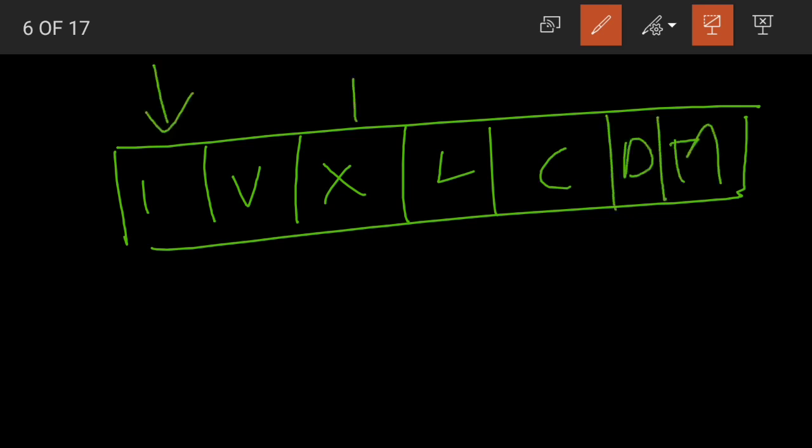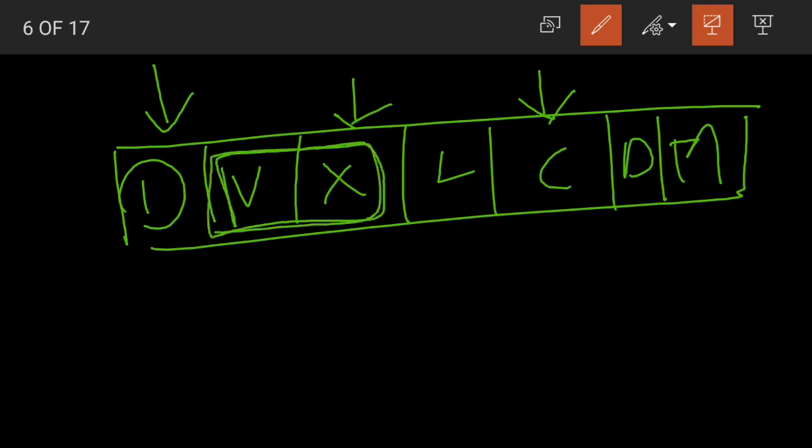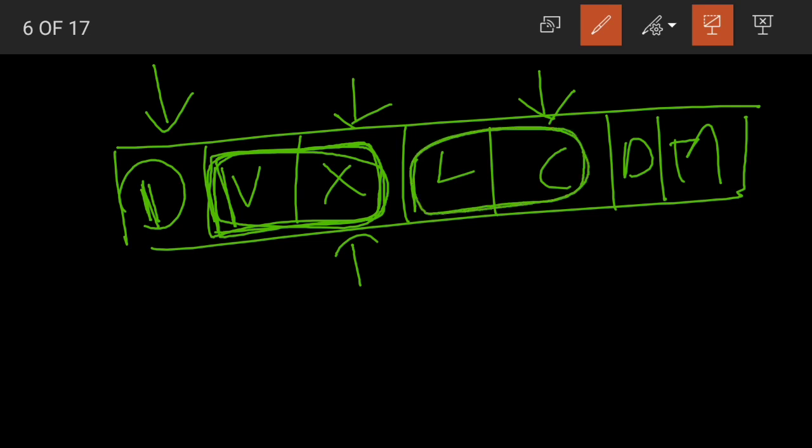Now these symbols I, X, C can be added to every Roman numeral. But when it comes to I, it can be subtracted only from these two numerals. Understood? I can be subtracted only from the next two numerals. In the same way, X can be subtracted only from L and C, the next two numerals. Then C can be subtracted only from D and M, the next two numerals.